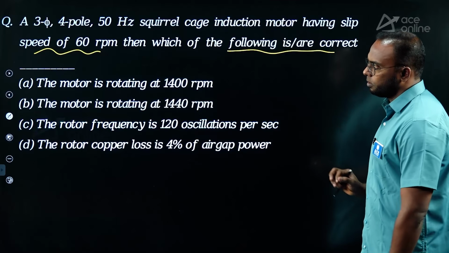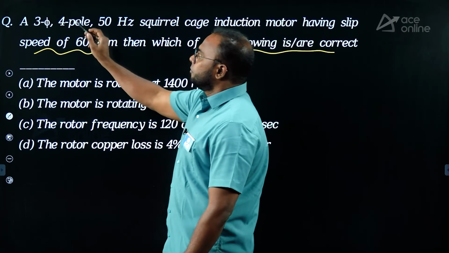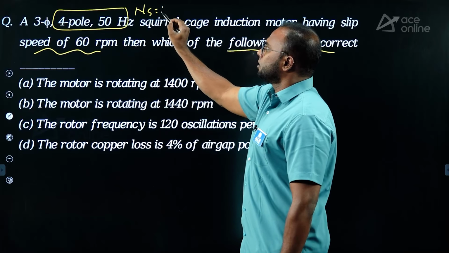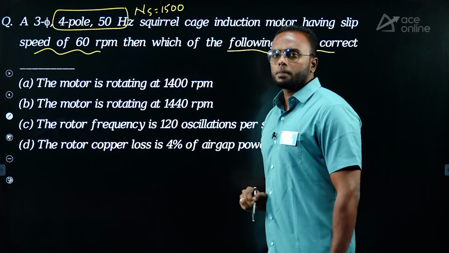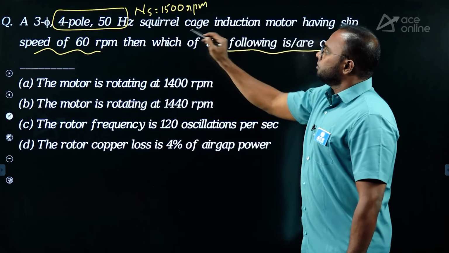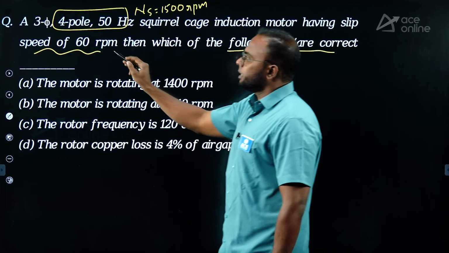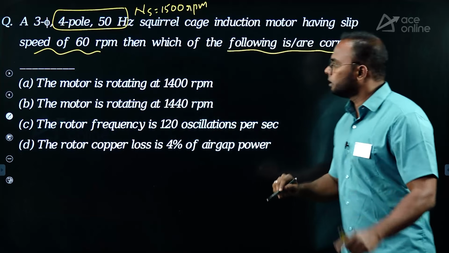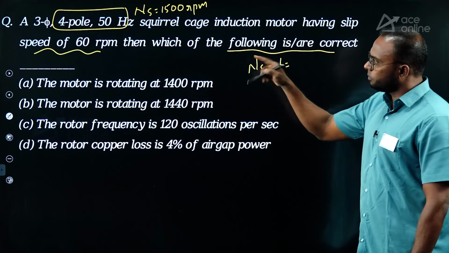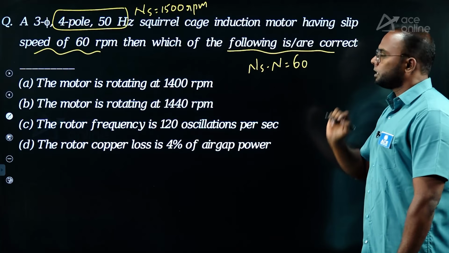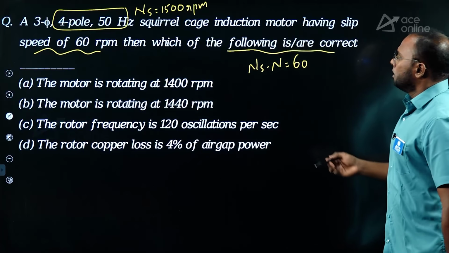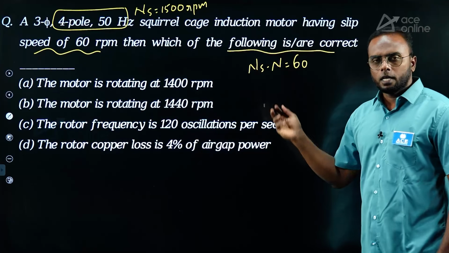Tell me, is the first one right or wrong? First of all, a 4-pole 50 Hz induction motor. What is the synchronous speed? Immediately you should write 1500 rpm for 4-pole, 120 f by P, 1500 rpm it is. Now, squirrel cage induction motor having slip speed. Slip speed is nothing but the relative speed between RMF and rotor, Ns minus N. This value is given as 60 rpm. We already have the Ns value, so you can find N from this.